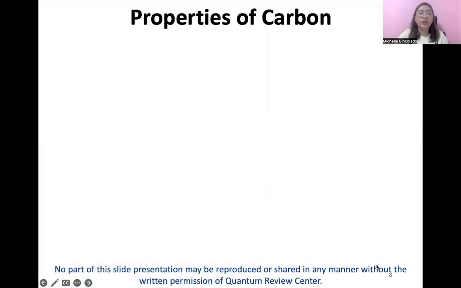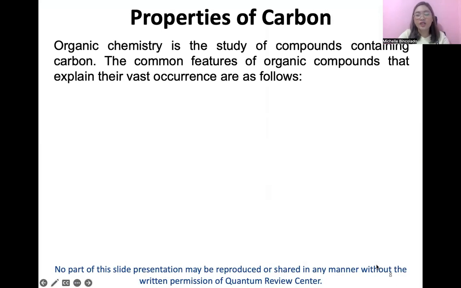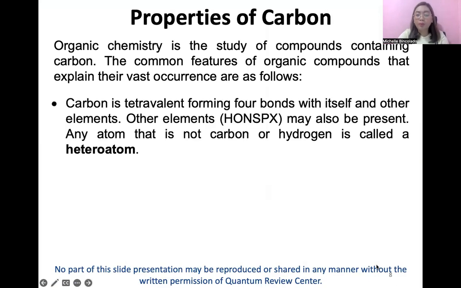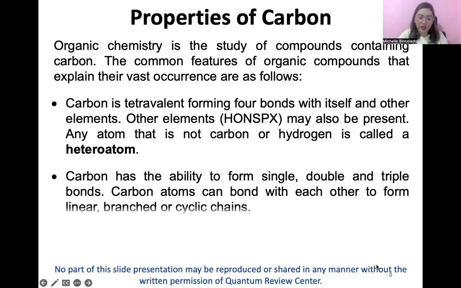Okay, next, properties of carbon. So we already know this, guys. Organic chem is the study of compounds containing carbon. The common features of organic compounds that can explain their vast occurrence are as follows. Carbon is tetravalent, forming 4 bonds with itself and other elements. Guys, other elements may be present. We call them heteroatoms. So heteroatoms are those atoms or elements that is not carbon or hydrogen. What are these? We have oxygen, we have nitrogen, sulfur, phosphorus, and of course the halogens.